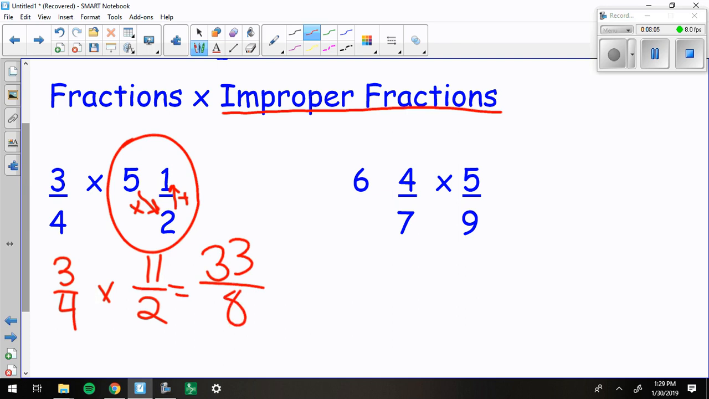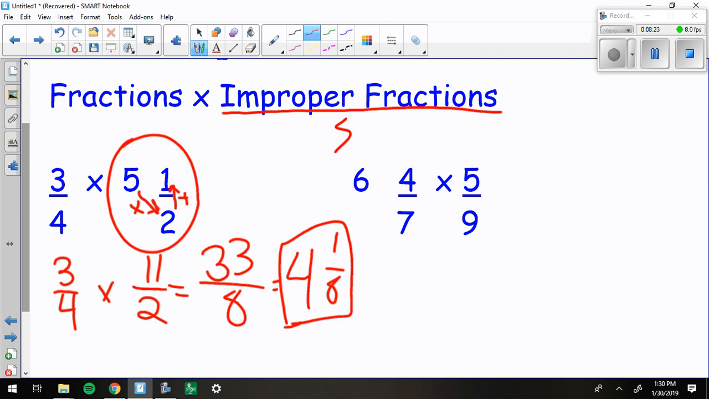Now let me turn that back into a mixed number because my answer can't be an improper fraction. 8 goes into 33 4 times with 1/8 left over. 8 times 4 is 32, plus 1 gives me 33.